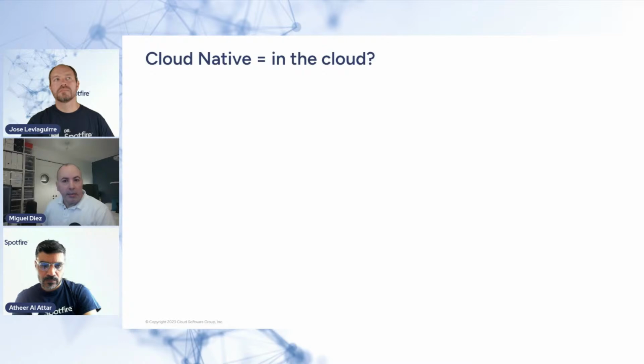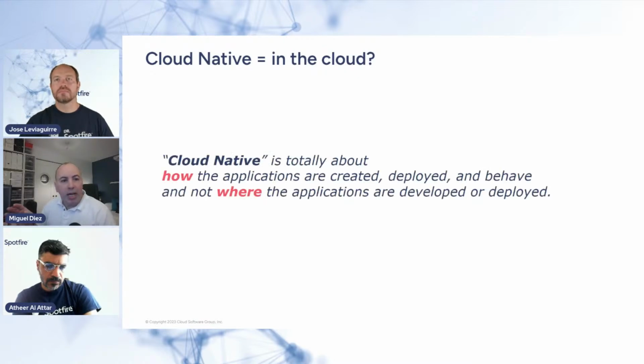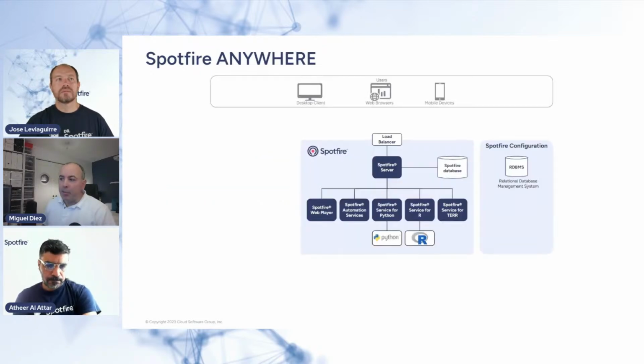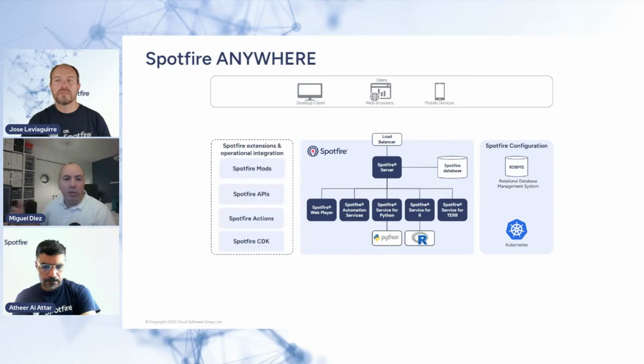When talking about containers, Kubernetes and cloud-native applications, it is easy to think that we talk only about cloud deployment. Therefore, I like to note that cloud-native is about how the applications are created, deployed, and behave, and not where those applications are developed or deployed. Okay? This means that using the same artifacts, methods, and tools on top of any certified Kubernetes cluster, it doesn't really matter where you are, because Spotfire is a Kubernetes platform with the same Spotfire modes, APIs, actions.